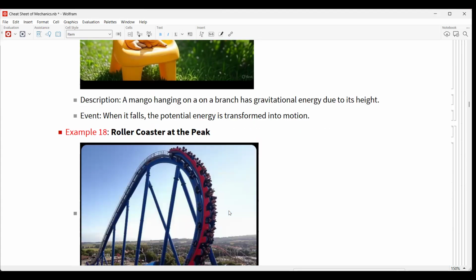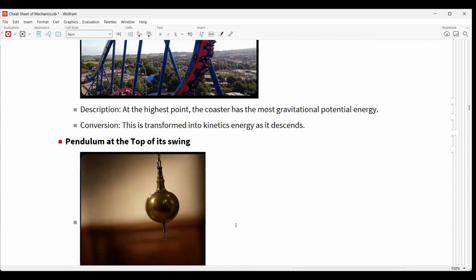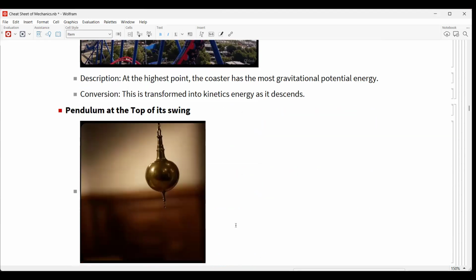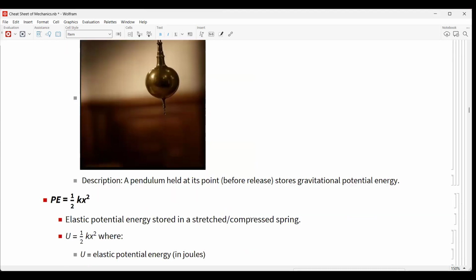Roller coaster at the peak. At the highest point, the coaster has the most gravitational potential energy. This is transformed into kinetic energy as it descends. A pendulum at the top of its swing: a pendulum held at its highest point before release stores gravitational potential energy.